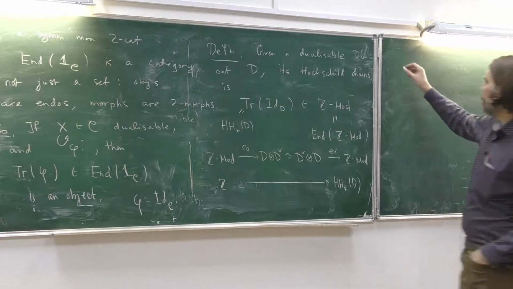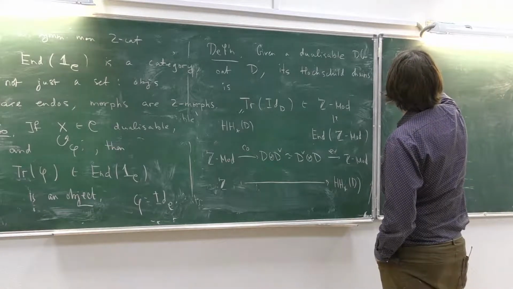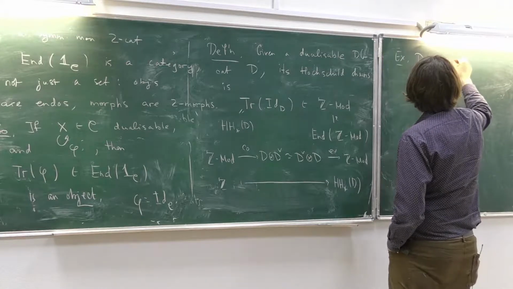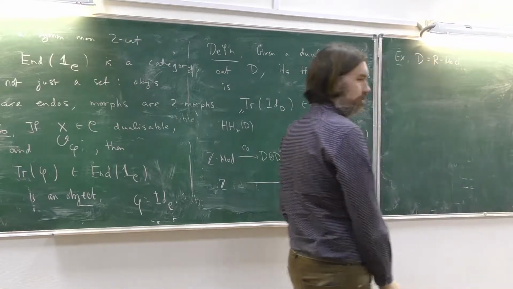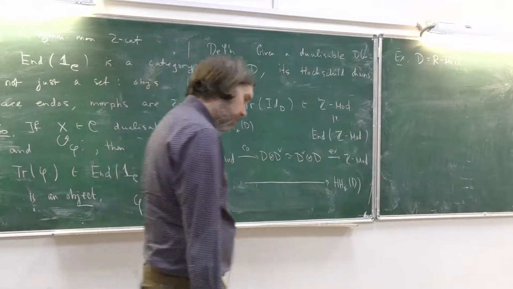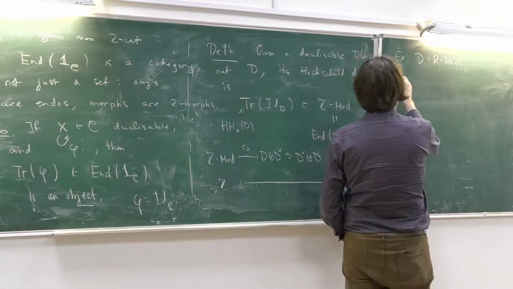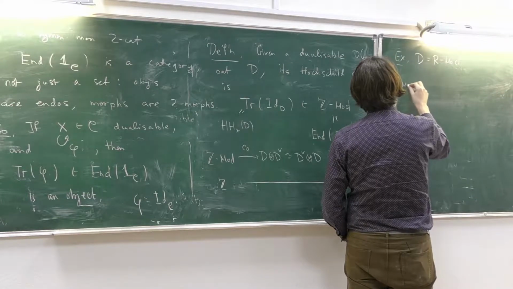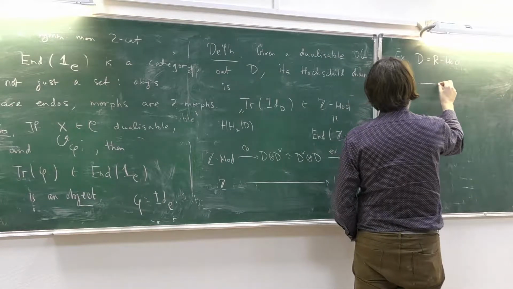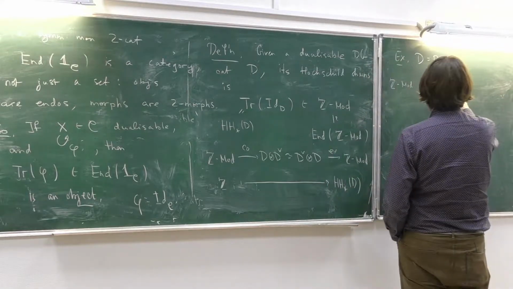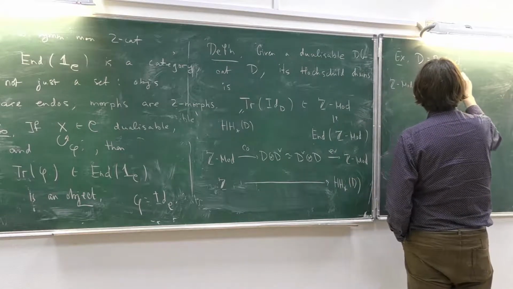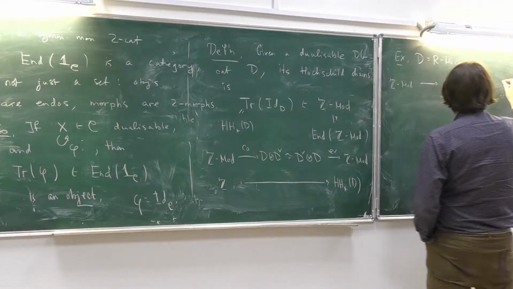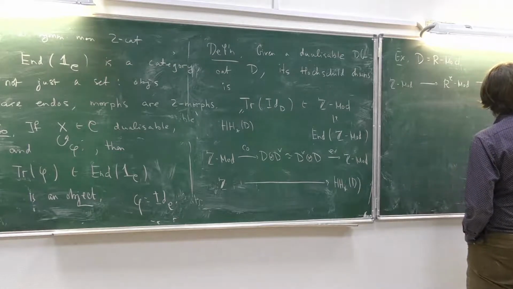Okay, so example. Let's suppose D is DG R-modules. Then let's compute this trace. So I have the composite of these two things.